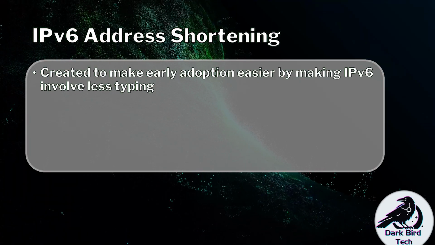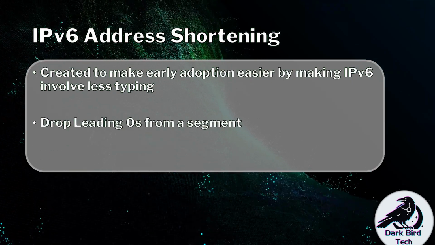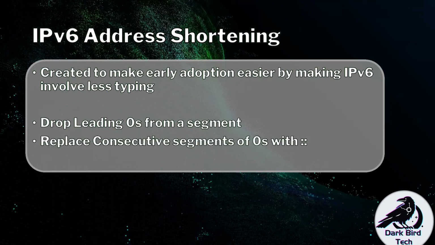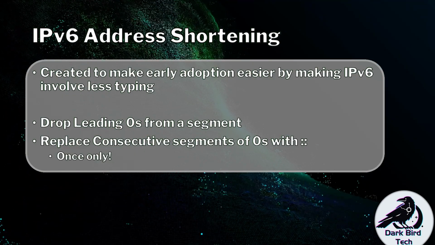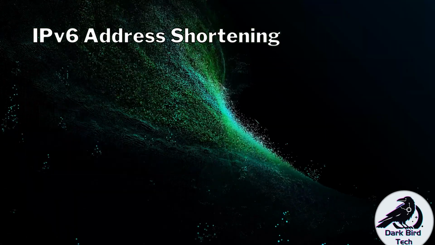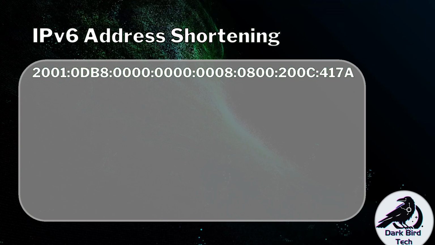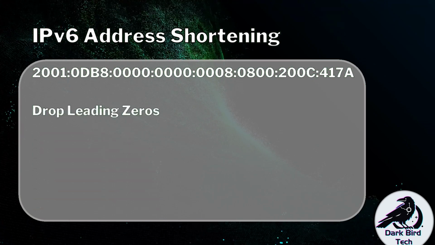So there are 2 things that we can do. We can drop leading zeros from a segment within an IPv6 address, and if we have consecutive segments of zeros, we can replace it with a double colon, but we can only do that once. So let's have a look at this. Let's take that address we used just now for the conversion back and forth and play with it. We're going to drop leading zeros.